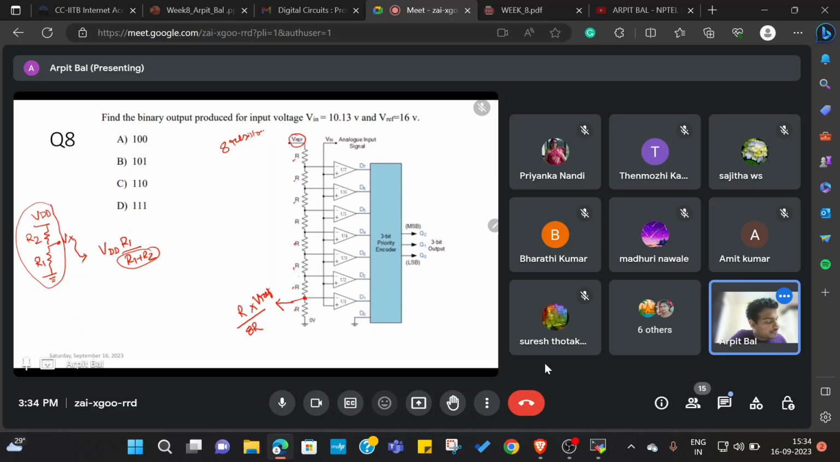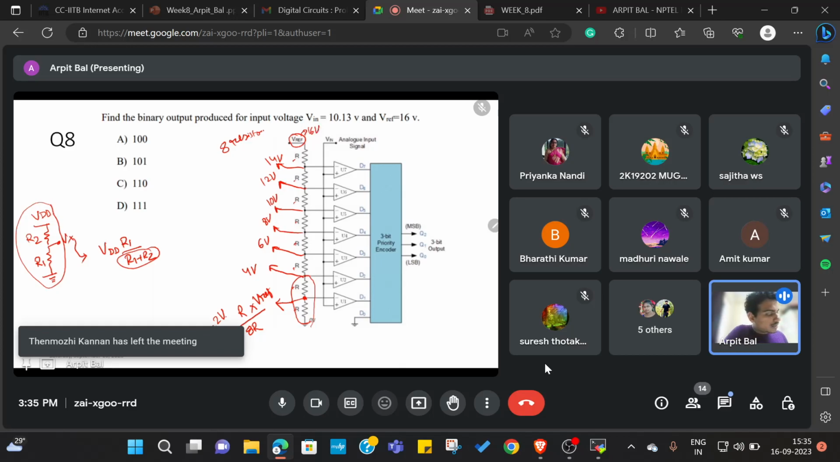Similarly, this potential is going to be, Vref is given as 16 to us, so this is going to be 16 by 8, or 2 volt. Similarly, this is going to be 2R by 8R into Vref, right? Because two resistors are connected to the ground and the total resistance is 8R, so this is going to be 4 volts. Similarly, this is going to be 6 volt, this is going to be 8 volt, this is 10 volt, this is 12 volt, this is 14 volt, and anyways Vref is given as 16 volt to you.